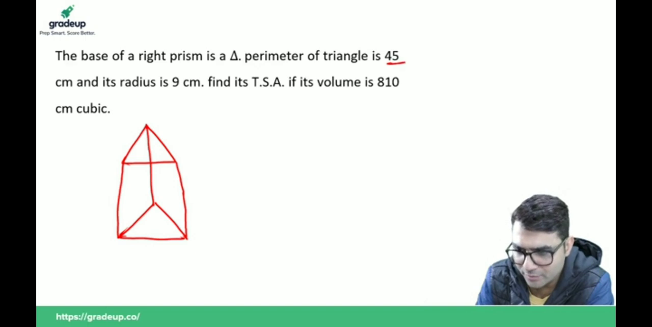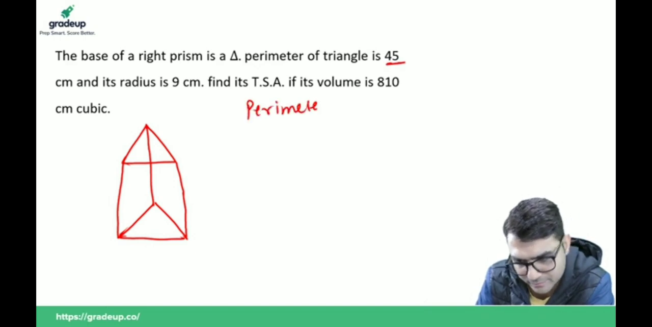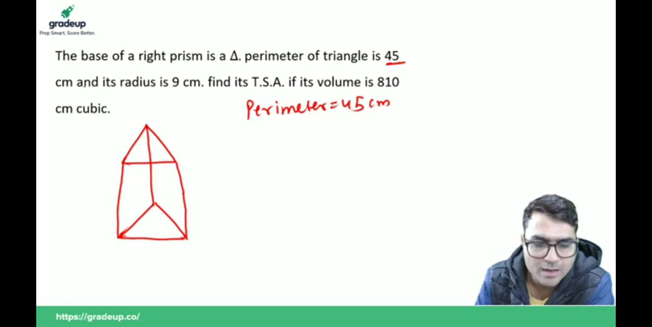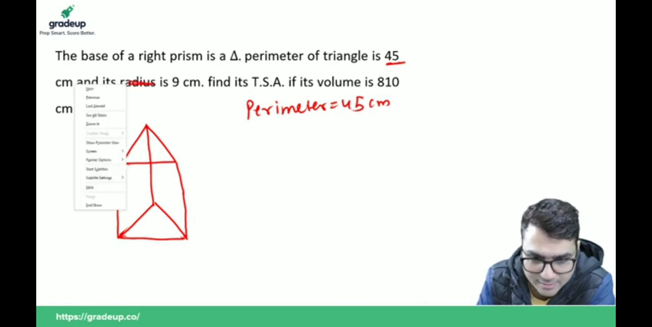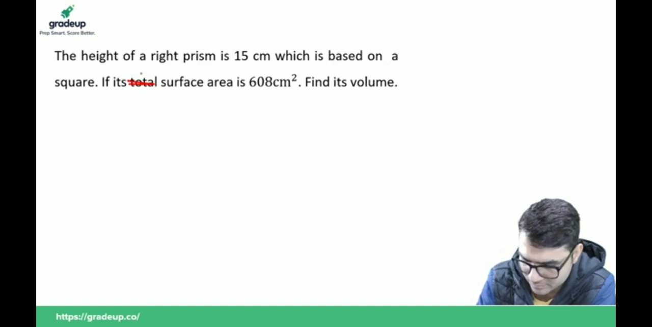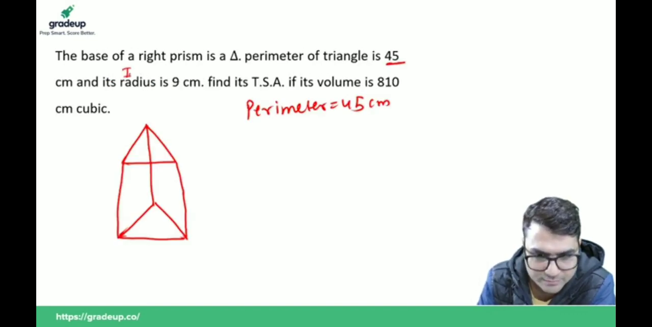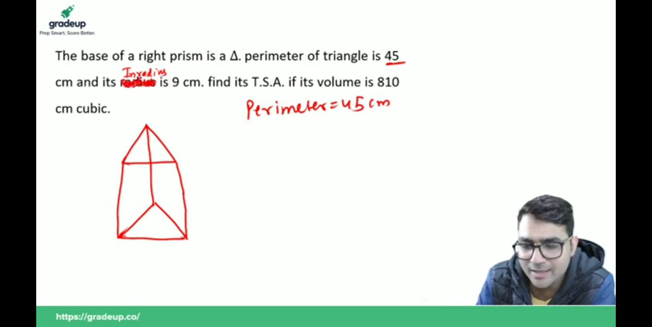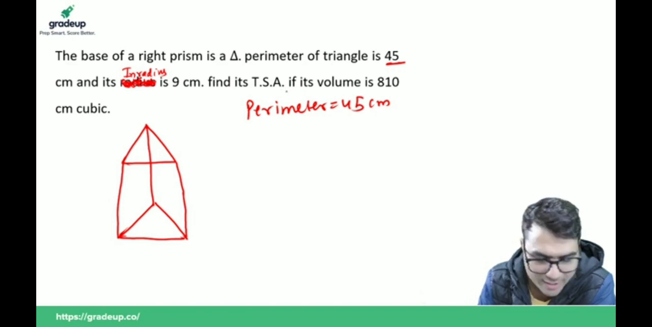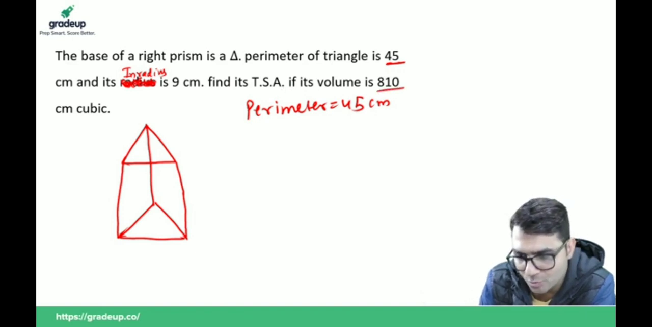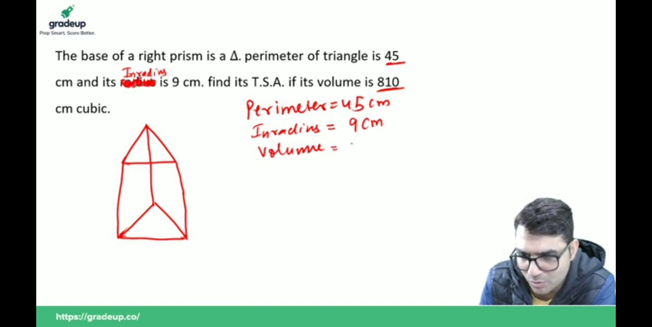Perimeter of triangle is 45 centimeter. And its in radius is 9 centimeter. And find its total surface area if its volume is 810 centimeter cubic. So we have been given that the in radius equal to 9 centimeter and its volume is equal to 810 centimeter cubic, and we have to find the total surface area.